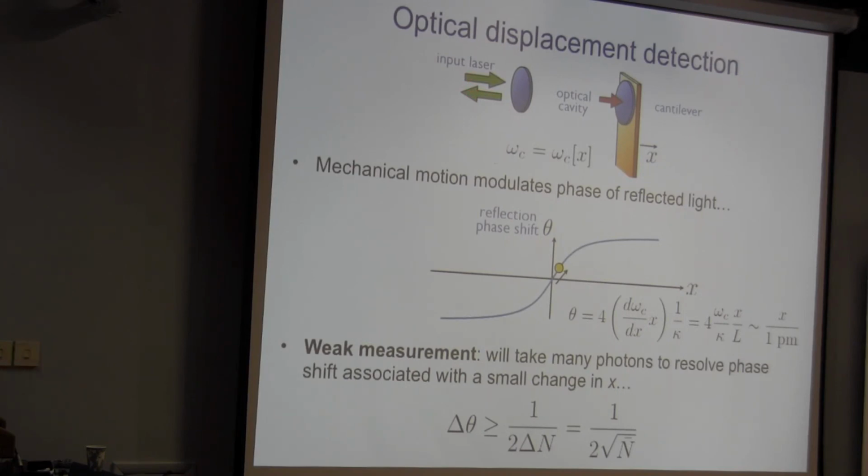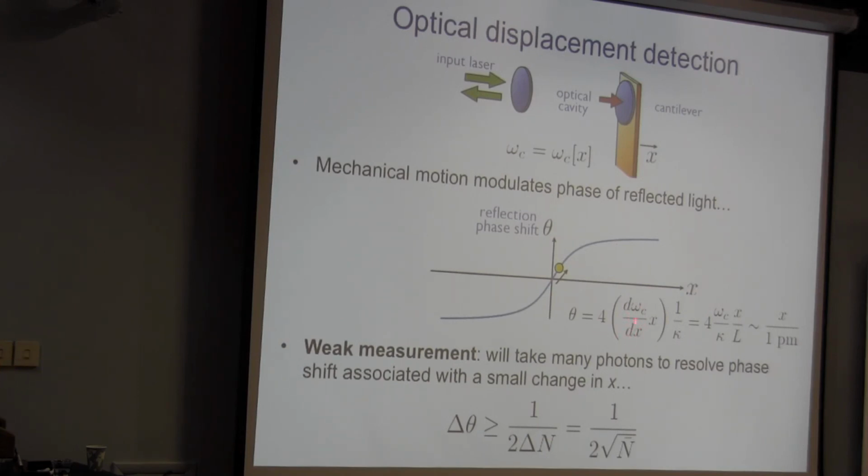The basic way that works, again, I'm just focusing on a perfectly one-sided cavity, so all the laser light that comes in has to come out again. What happens? Well, as this cantilever moves, it changes the frequency of the cavity. It's going to change the phase shift of the light that's reflected. And so for a small change in x, what's the change in phase of that reflected light? Well, here's the expression here.